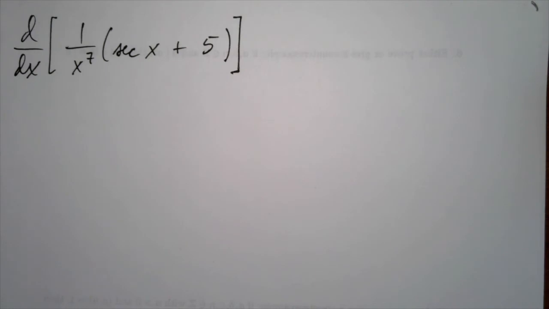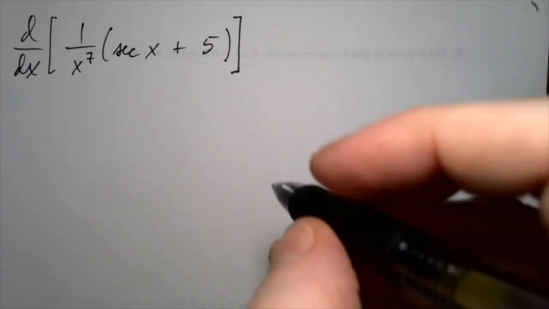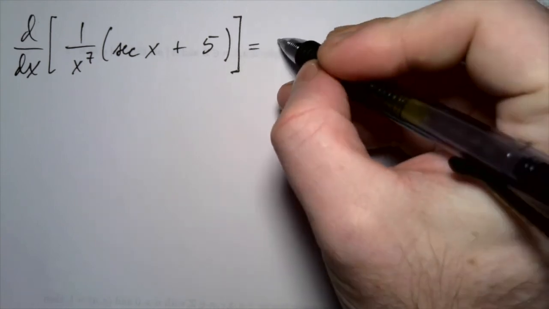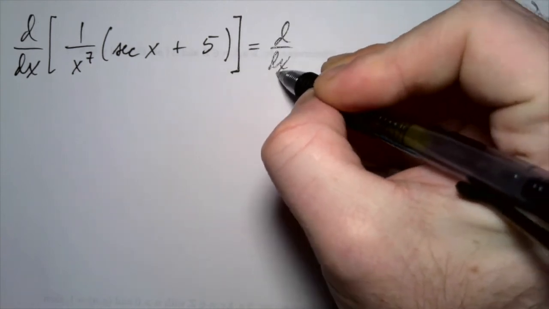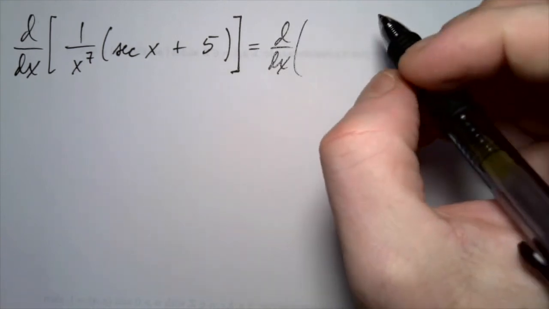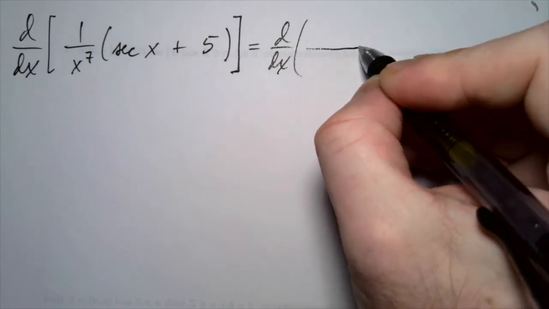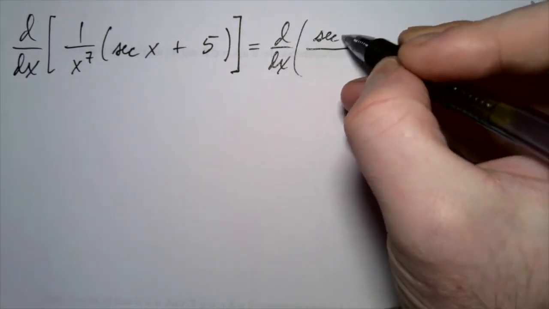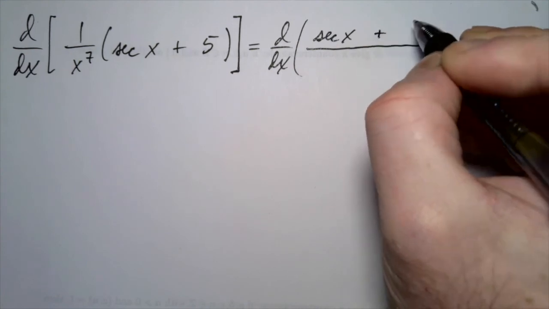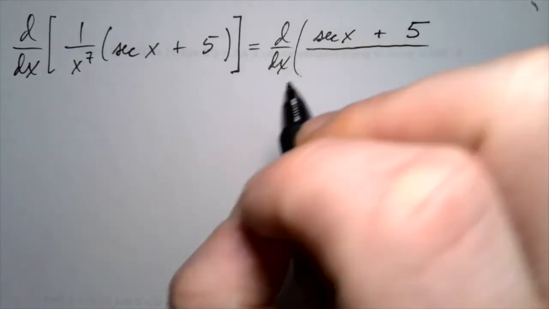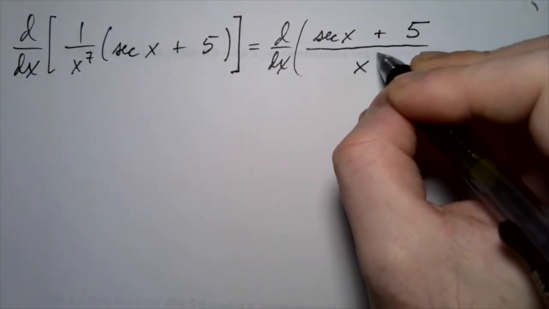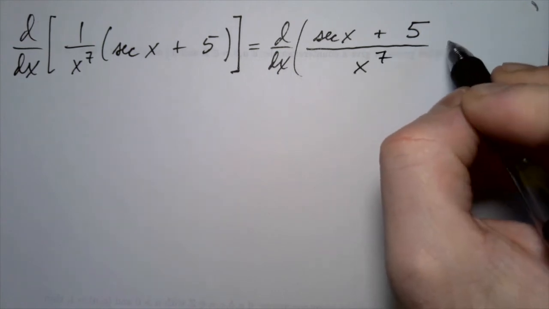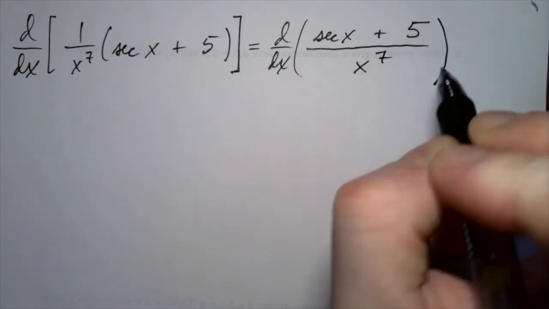Let's compute the derivative of the function 1 over x to the 7 times secant of x plus 5. There's actually two ways to proceed. They end up being equivalent. Of course, they have to give the same answer, because mathematics is consistent. That's one of the points of studying mathematics. It's a perfect, crystalline, pure, consistent system of truth, capital T truth.